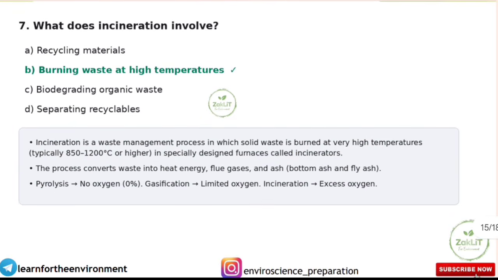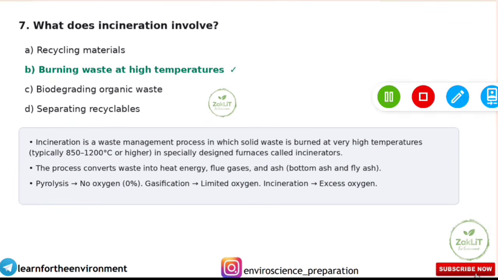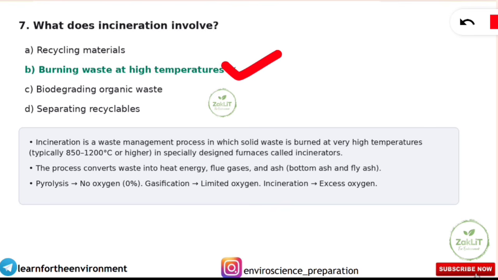What does incineration involve? Incineration means burning waste at high temperature. So incineration is a waste management process in which solid waste is burned at very high temperature, typically 850 to 1200 degrees Celsius or higher, in a specifically designed furnace called an incinerator. Yes. So what this process does, it converts the waste into heat energy, flue gases and ash. So ash is of two kinds, bottom ash and fly ash. Fly ash is used for making fly ash bricks also.